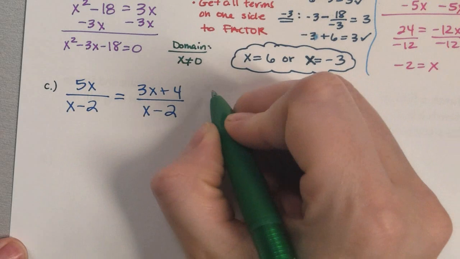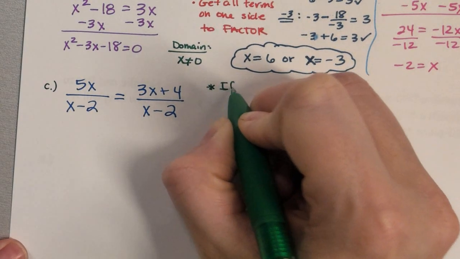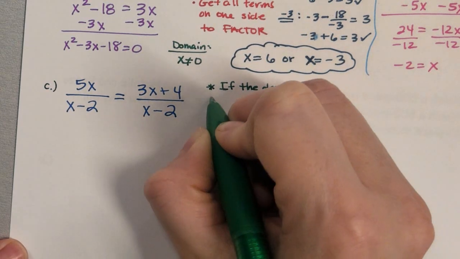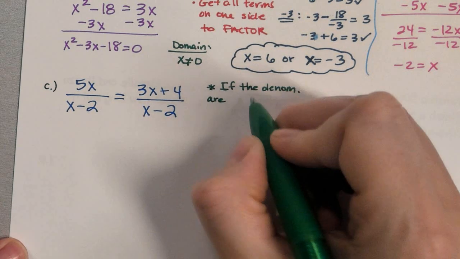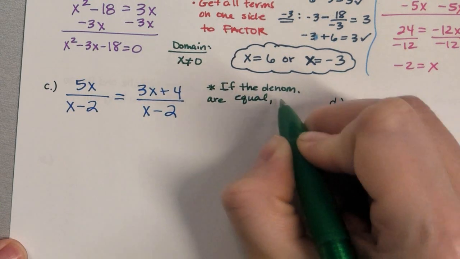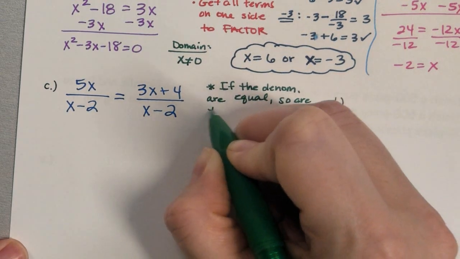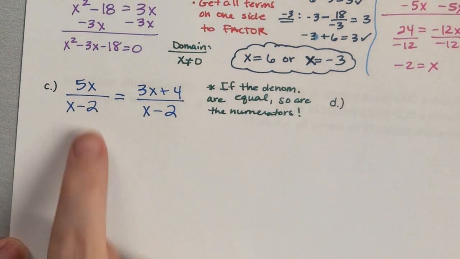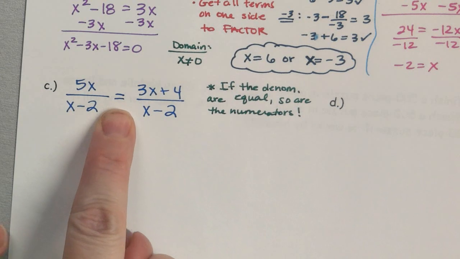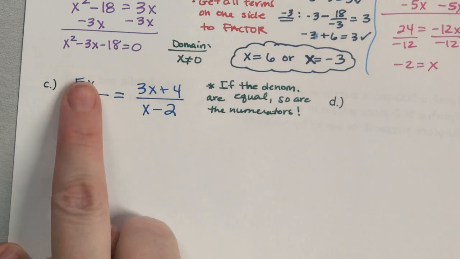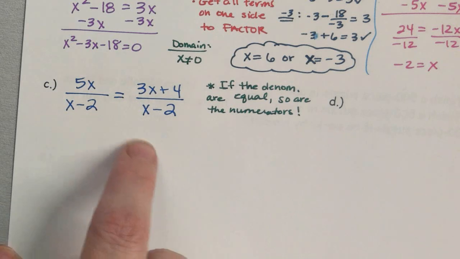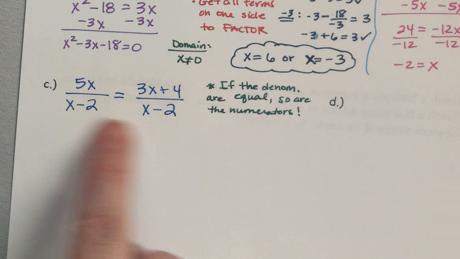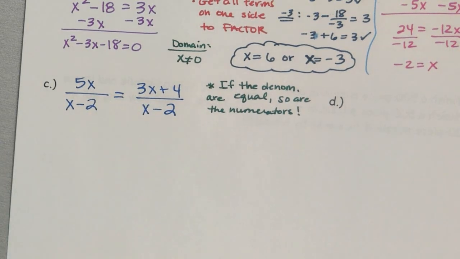So this is similar to what we did with the bases. Okay, if the denominators are equal, so are the numerators. Because you have the equal sign here, okay? You can't have 1/2 equal to 2/3, okay? That would be false. So if you know that the denominators are the same, the numerators have to be the same too.